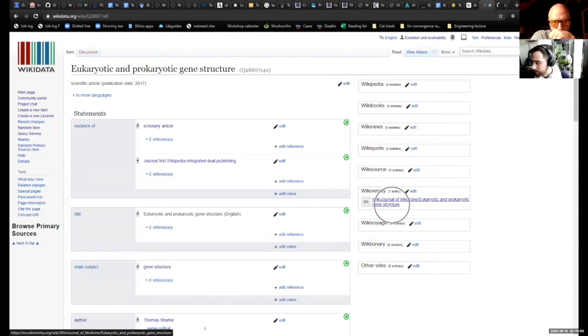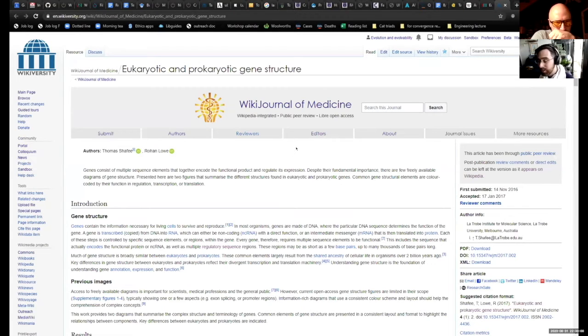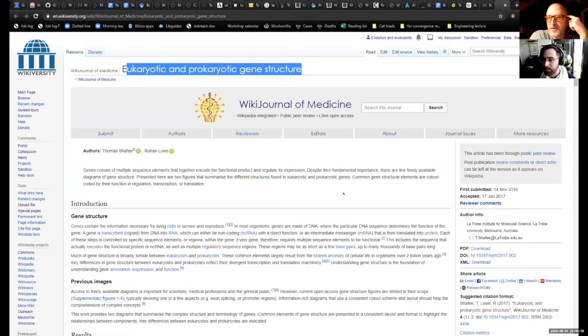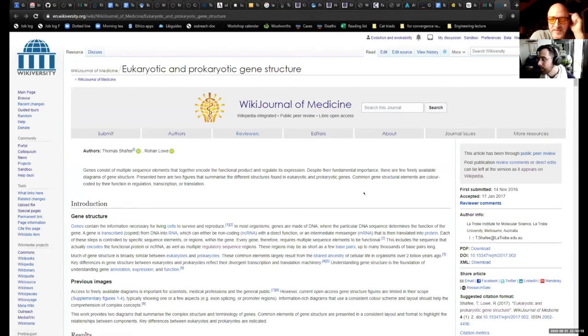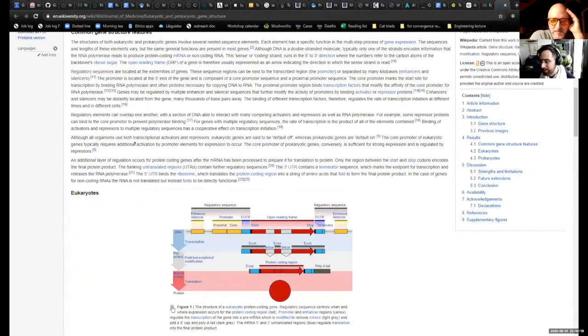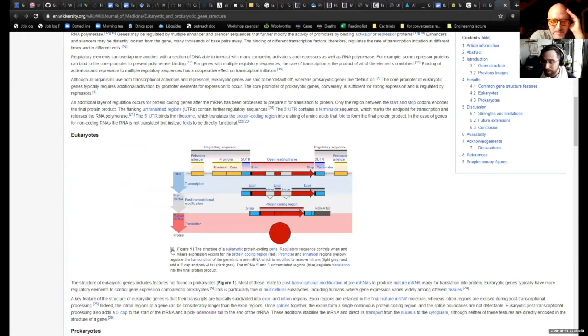So I'm just going to quickly take us back to the Wiki journal page for it, just to orient us. This was my initial introduction to wiki journals. I came across the idea and was like, this is a great thing. I'm going to submit something to Wiki Journal of Medicine. And so I did this, eukaryotic and prokaryotic gene structure. This was before I was on any of the editorial boards or anything. I just did this diagram on gene structure because I was astonished that there wasn't anything previously existing. And I was super thrilled with it.